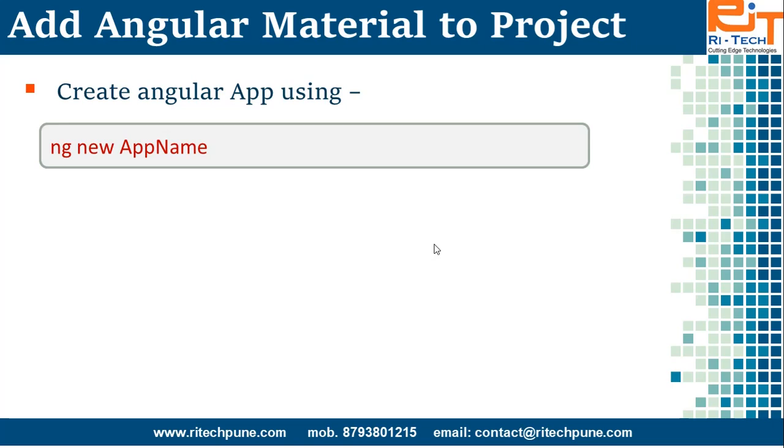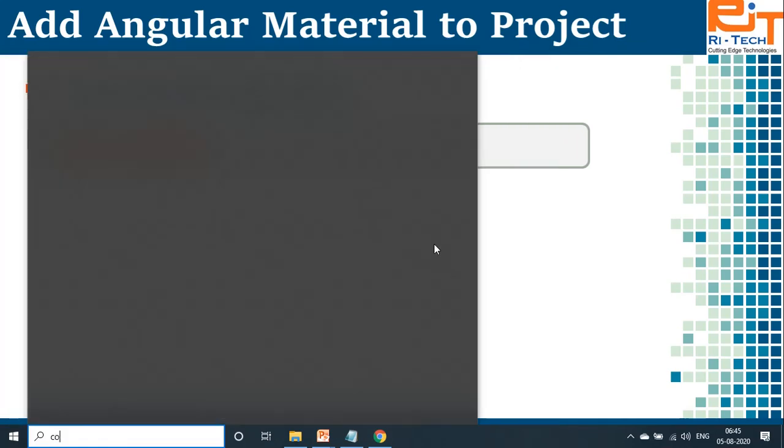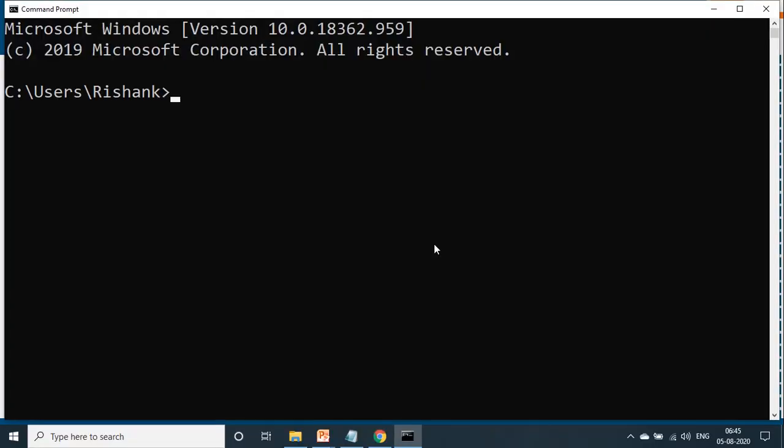For this, I'll go to a command prompt, and on the command prompt we'll go to D drive, and in D drive suppose we create the Angular application. I already installed Angular. You can check the version of Angular that you have installed by saying ng --version. This will give you the version of Angular installed on your computer.